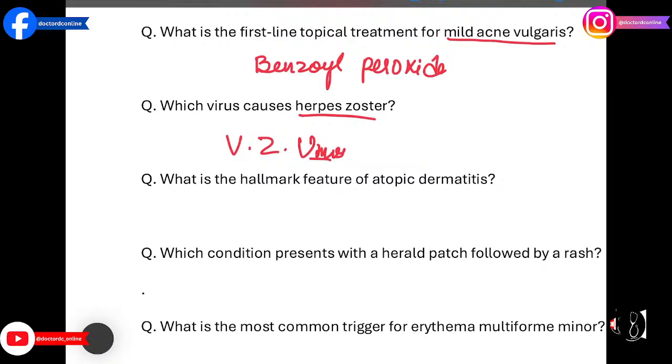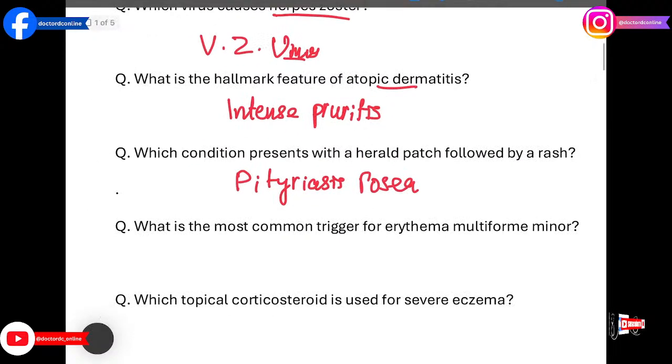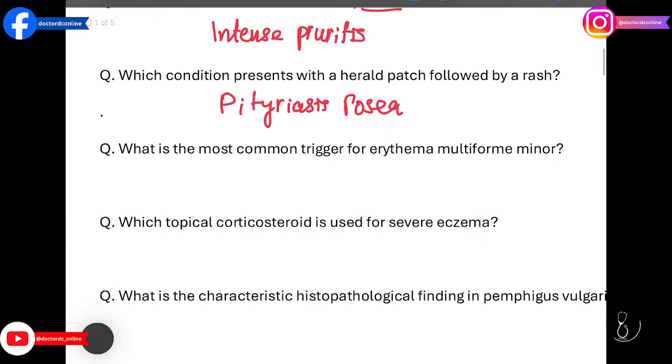What is the hallmark feature of atopic dermatitis? Intense chronic itching leads to eczematous lesions, often starting in childhood. Which condition presents with a herald patch followed by a rash? Pityriasis rosea. A large scaly patch precedes a Christmas tree patterned exanthem, usually self-limiting.